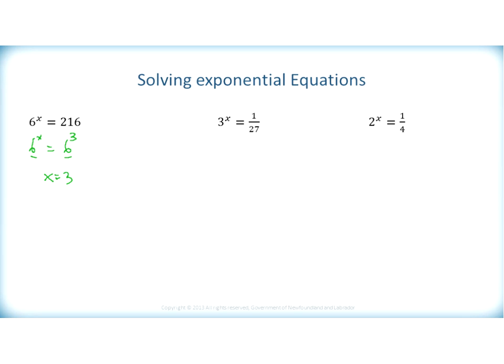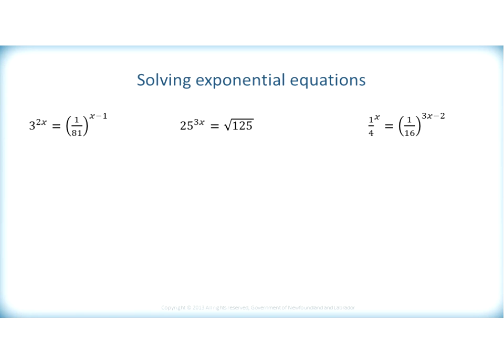If we look at the next one, we have 3 to the power of x, and we know 1 over 27 can be written as a base of 3 if we go 3 to the negative 3. So that means x would equal negative 3. So we have 2 to the power of x would equal 2 to the negative 2. So x would equal negative 2. So when you look at each side of the equal sign, you must determine what base you could write each power with.